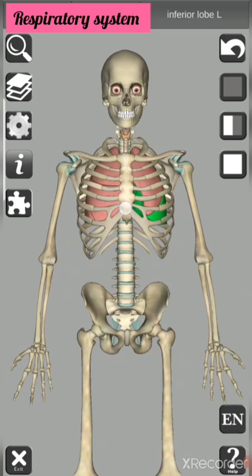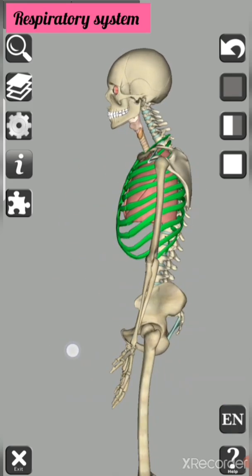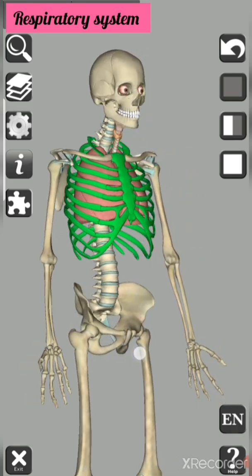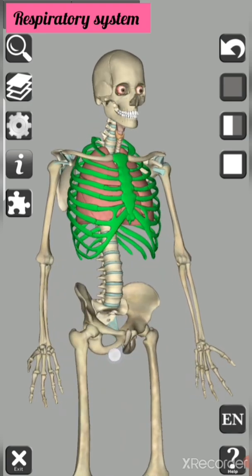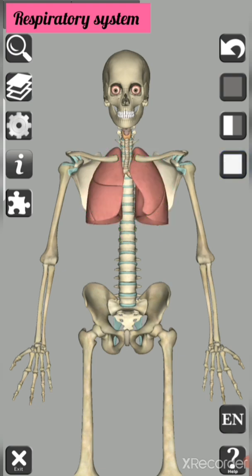This green color part is representing what? This is our rib cage. Okay, this one is the thoracic cavity. This is our rib cage. This cage-like structure, this rib cage, is actually protecting our internal organs. Which internal organ does it protect? It protects our lungs.